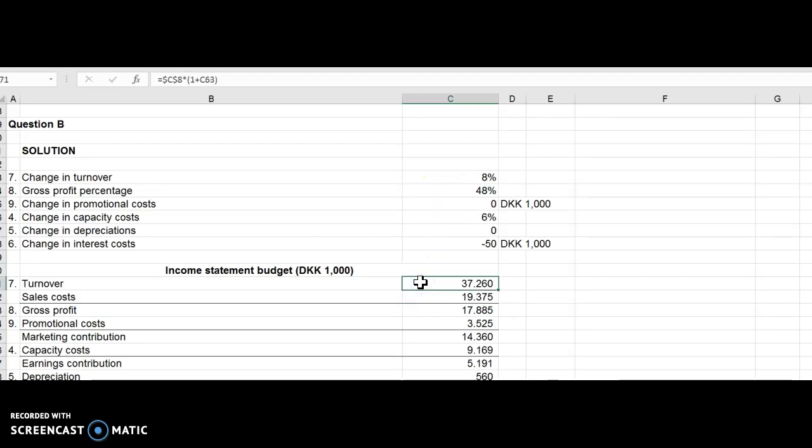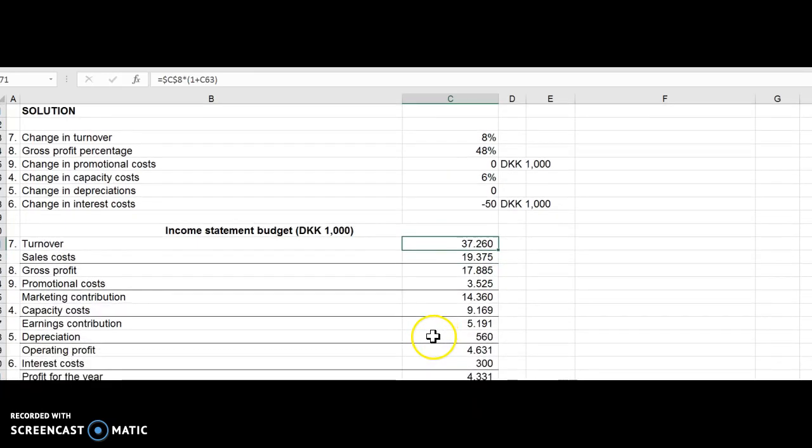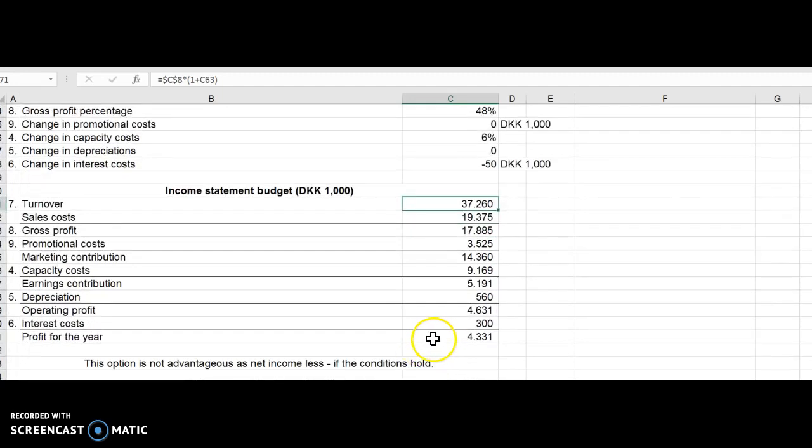So now we have turnover, the old one multiplied by 1.08. We have gross profit here, 48% of turnover. It's 7,885, and then we subtract and find the sales cost. It will of course be 52%, and then unchanged promotional cost from the first budget, and unchanged capacity costs, and unchanged depreciations, and unchanged interest cost, and therefore we will now have profit for the year of 4331.